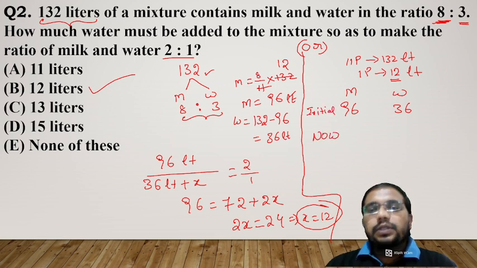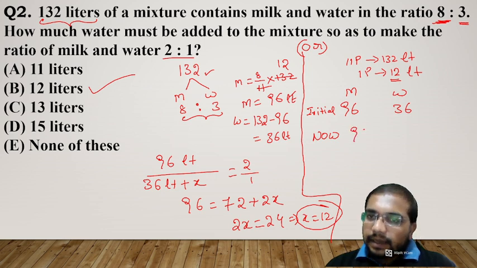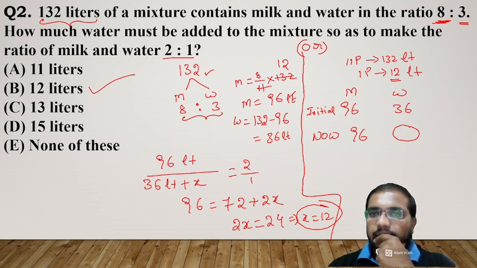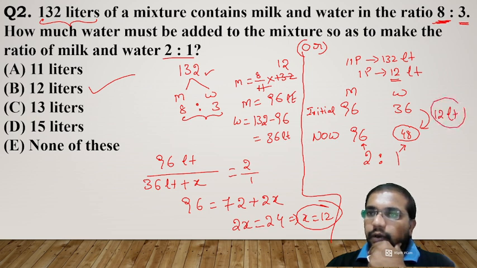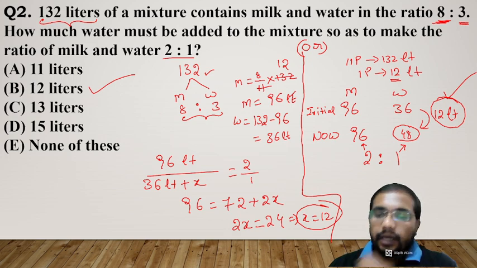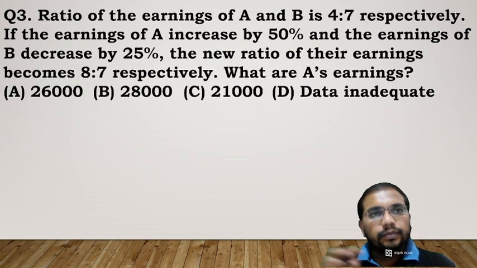Now milk is the same, 96, water is changed, but it must be in which ratio? 2:1. 2 parts is 96, then 1 part must be how much? 48 liters. That means how many liters are added? 12 liters is added. So your answer is 12. Clear? Okay.